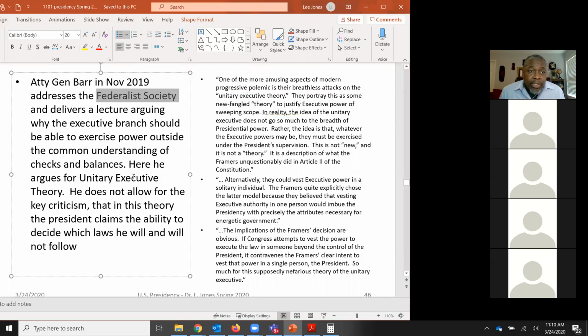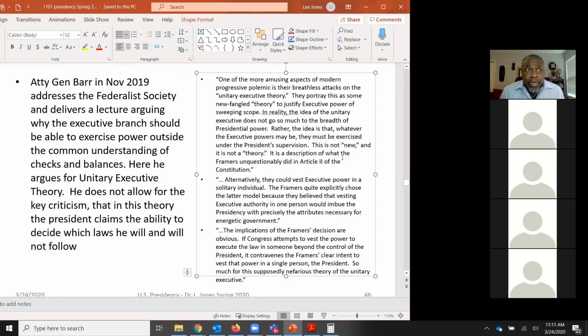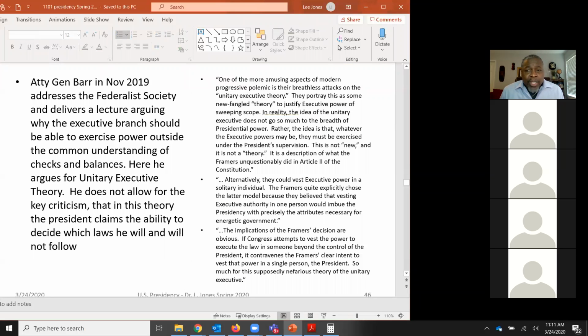Now, for Attorney General Barr in his 2019 speech, he is talking about unitary executive theory in a way that he's saying the president should have the ability to decide which laws he will and will not follow. I'm not going to read it right now, but you're free to look at the slide yourself or pause the recording and check this out. So essentially, you have the Obama administration and the Trump administration agreeing that presidents should have a lot of power. This is what we're talking about in the context of the war paradigm.